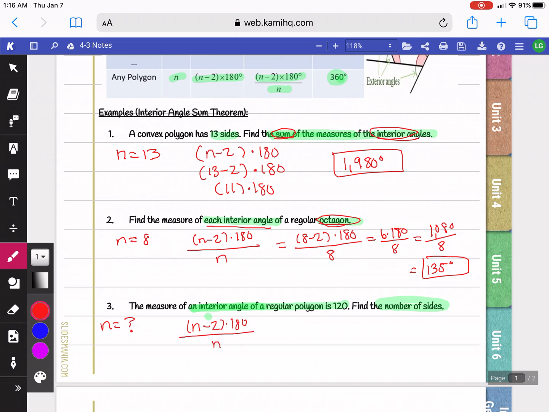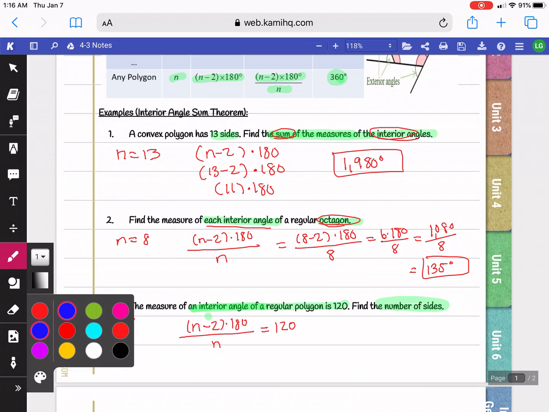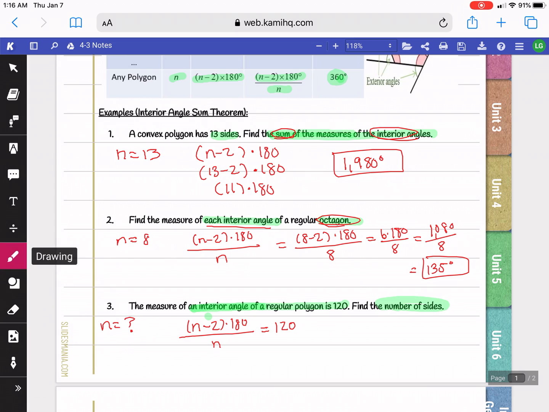But this time, instead of plugging in for n, we're going to set our formula equal to 120 because we already know what that angle is equal to. So it's like we're going to solve or work backwards. I have an equation that I can solve for n. Since they're dividing by n here, the opposite would be to multiply both sides by n. So I get n minus 2 times 180 equals 120n. My next step, I'm going to distribute to get rid of parentheses. So I get 180n minus 360, since 180 times 2 is 360.